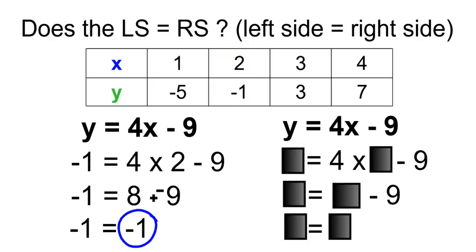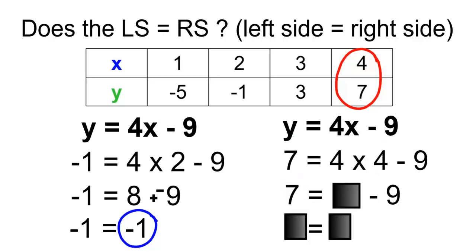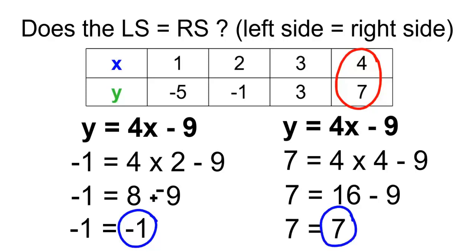We'll test our formula out again with a different set of data. Let's try x is 4 and y is 7. So y is going to be 7 and x is going to be 4. Replace them in our formula. 7 equals 4 times 4 minus 9. 4 times 4 is 16. 7 is equal to 16 minus 9, which is also 7. Therefore, the left-hand side does equal the right-hand side, and our formula does work again. So now we can be certain that our formula is correct.